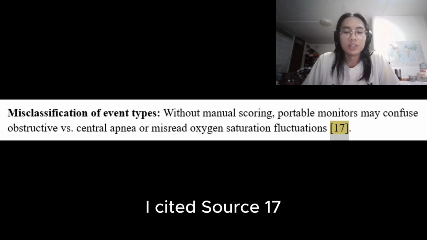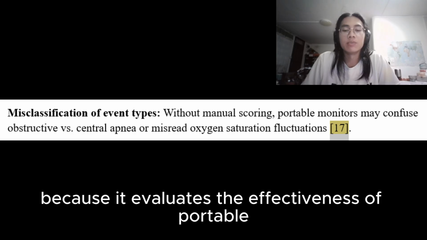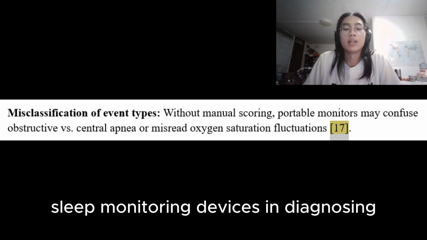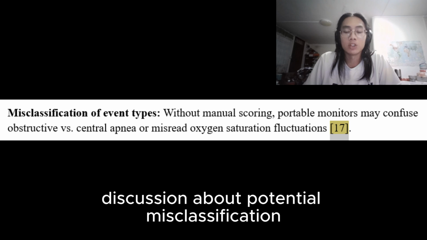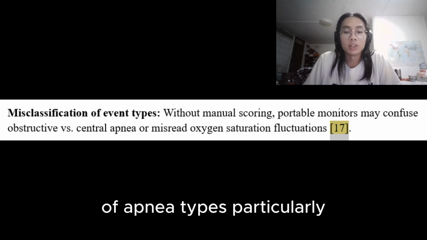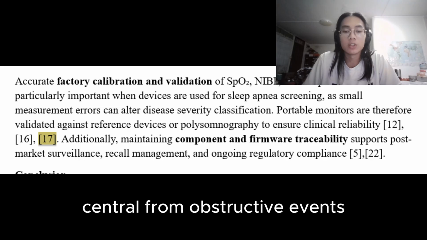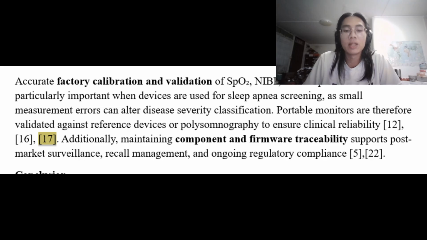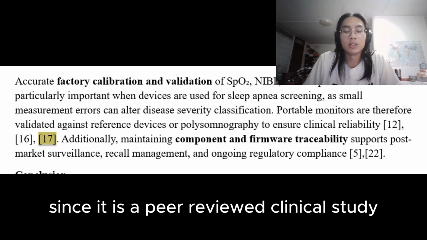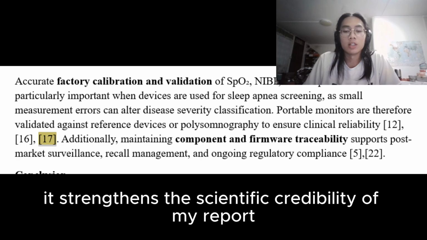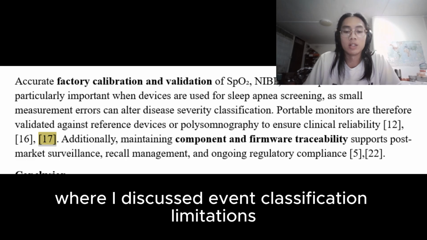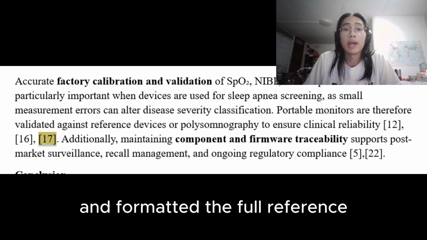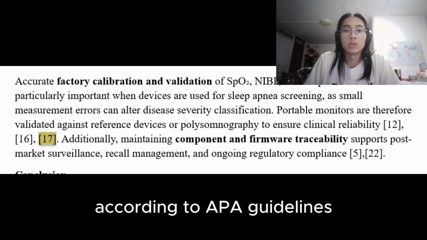I cited source 17 because it evaluates the effectiveness of portable sleep monitoring devices in diagnosing central sleep apnea. I used it to support my discussion about potential misclassification of apnea types, particularly the difficulty in distinguishing central from obstructive events. Since it is a peer-reviewed clinical study, it strengthens the scientific credibility of my report. I cited it in text where I discussed event classification limitations and formatted the full reference according to APA guidelines.